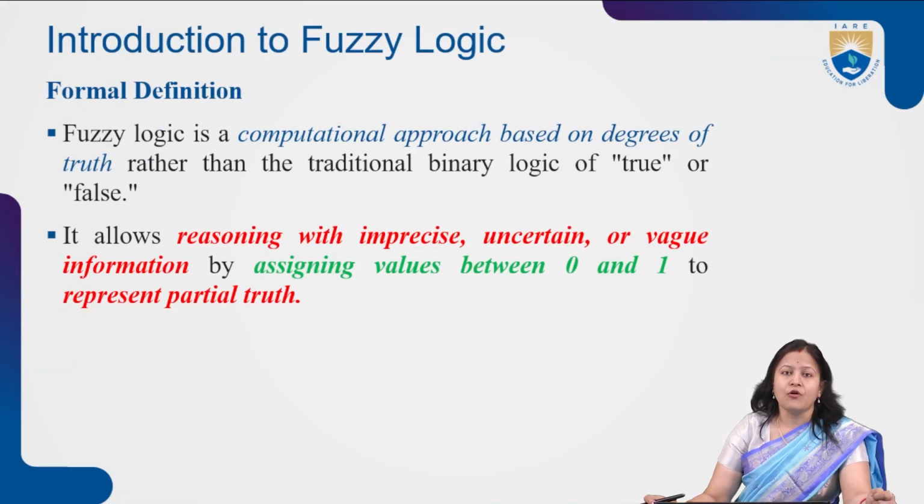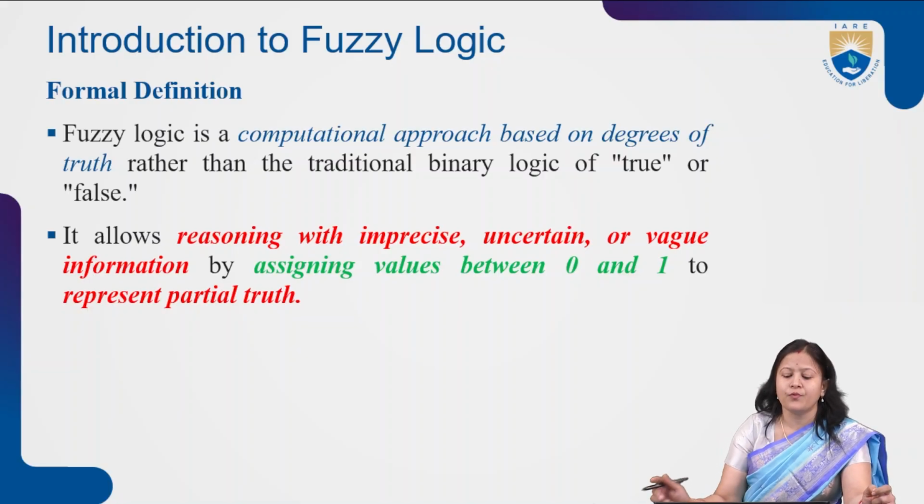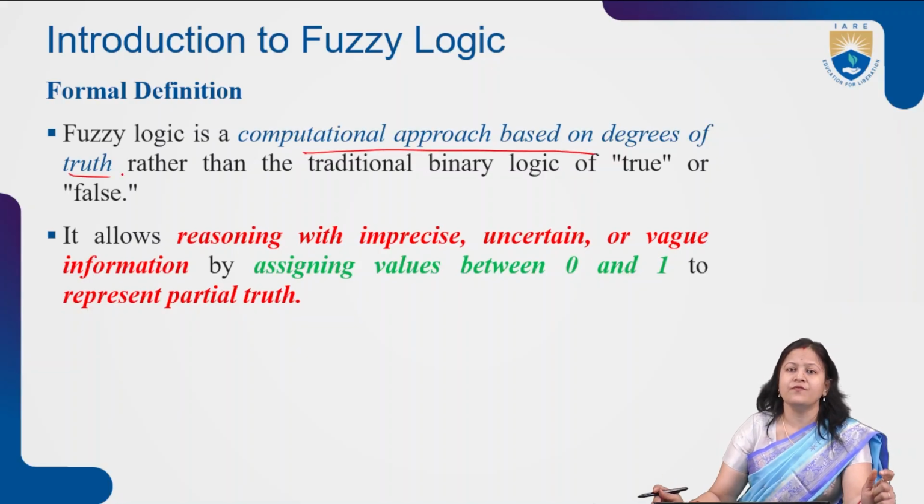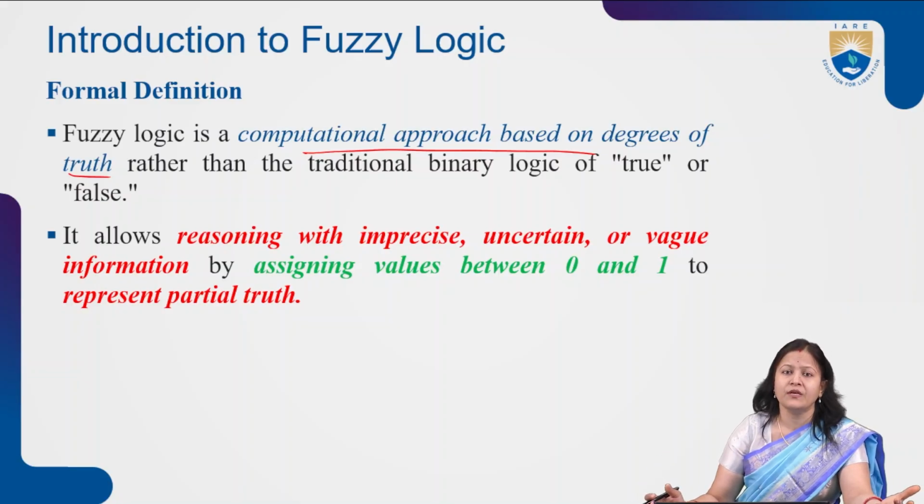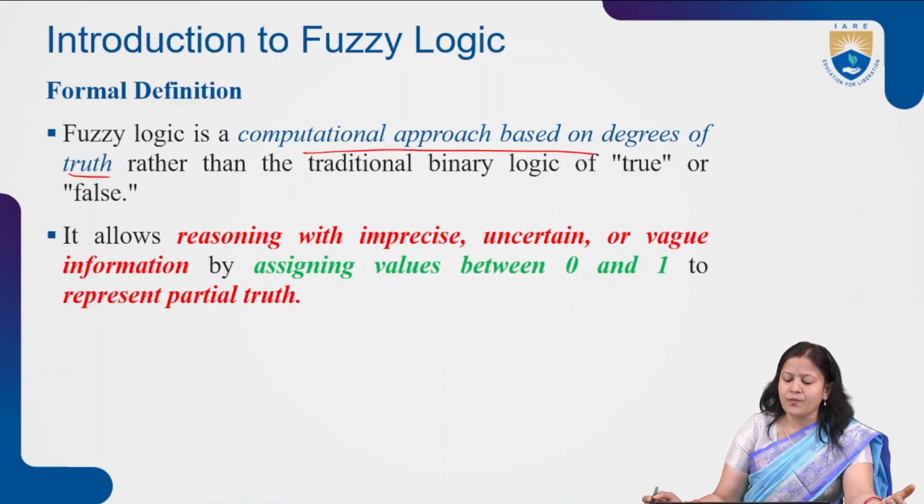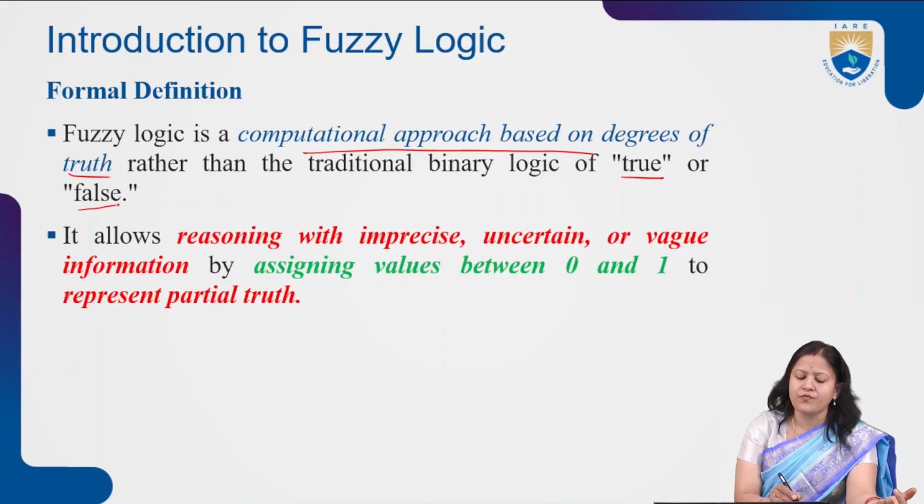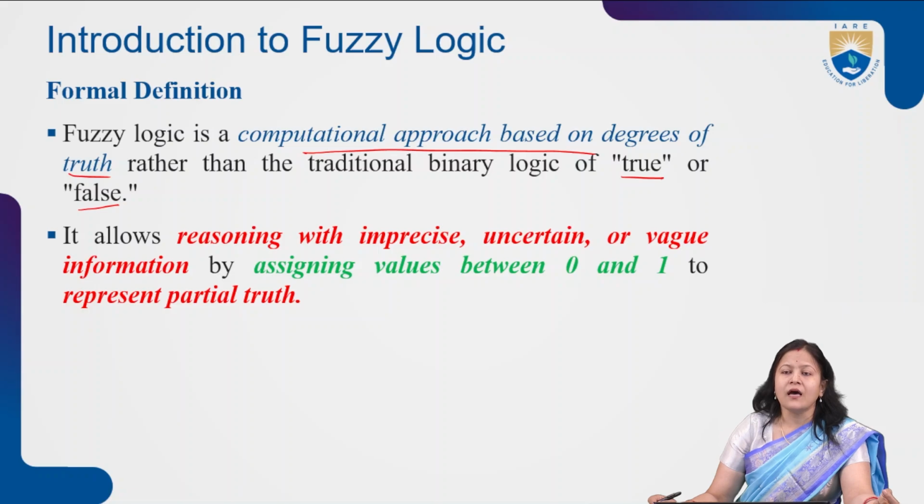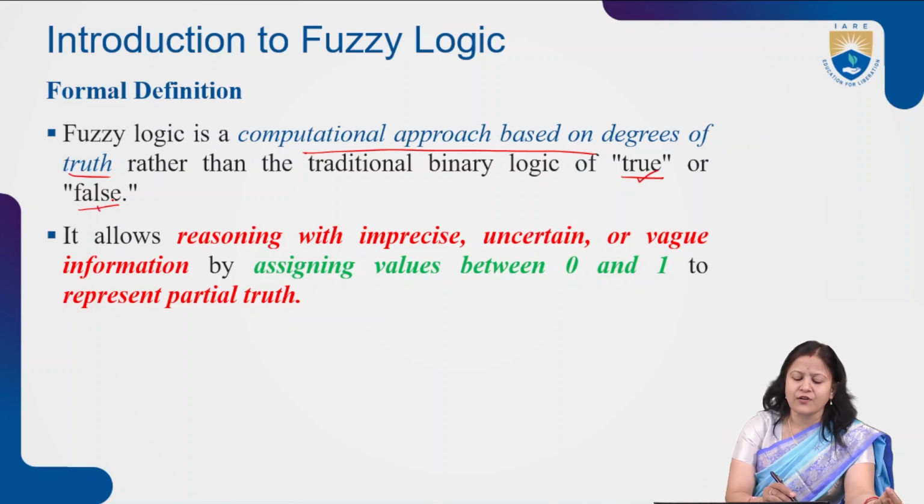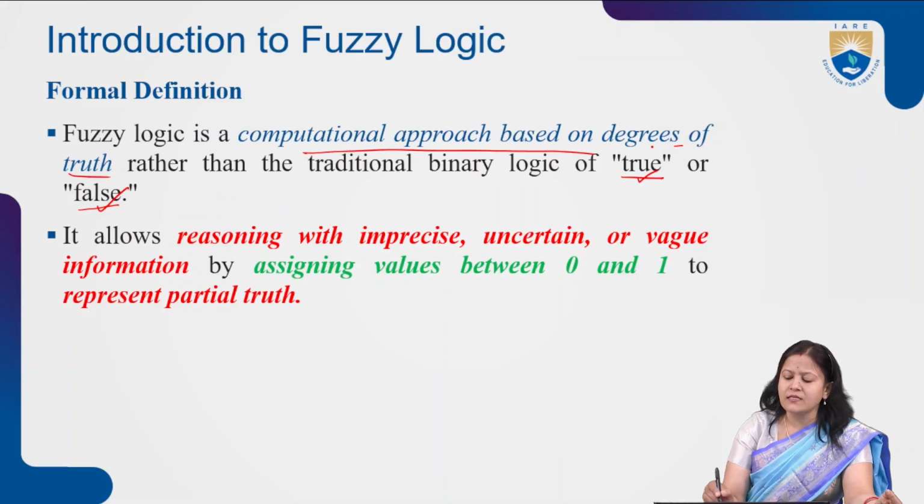This is the formal definition of fuzzy logic. Fuzzy logic is a computational approach based upon the degree of truthness. First of all, it is a computational approach because it is a combination of a mathematical framework, set theory, approximate reasoning, a truth-based system, as well as soft computing. That is why it is called a computational approach, because all the computations take place inside fuzzy logic, rather than the traditional binary logic of true and false. Traditional binary logic understands only two values, either true or false, whereas fuzzy logic does not assign exact true or exact false; it assigns a value called the degree of truthness.